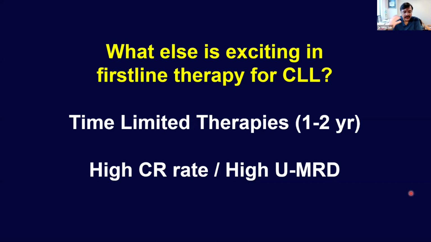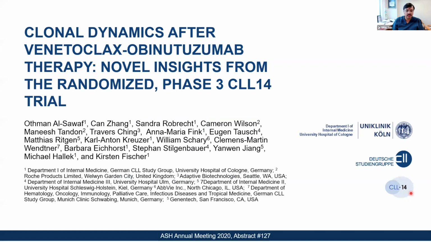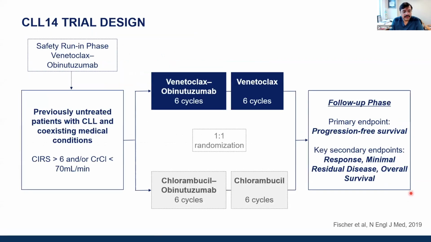So can we dial back the treatment duration? Because when ibrutinib and acalabrutinib came, the thought was, oh, these drugs we need to give for life, and that's what obviously the trials were designed for. So then came these approaches of time-limited therapy, which can lead to high MRD negative remissions. One of the first ones, which led to the approval, was the CLL14 study, which is a randomized study for older patients of venetoclax plus obinutuzumab versus chlorambucil plus obinutuzumab. So venetoclax is given for 1 year, and obinutuzumab is for 6 months.